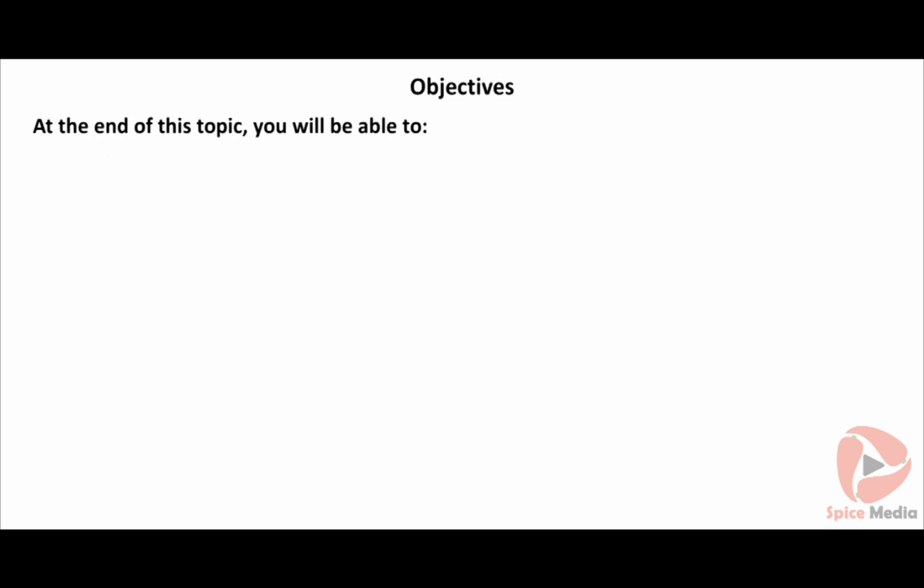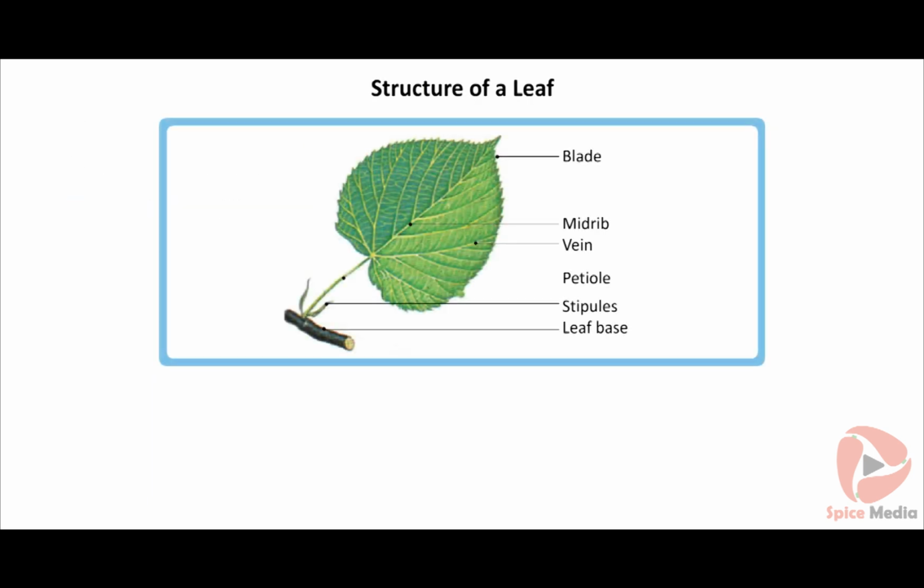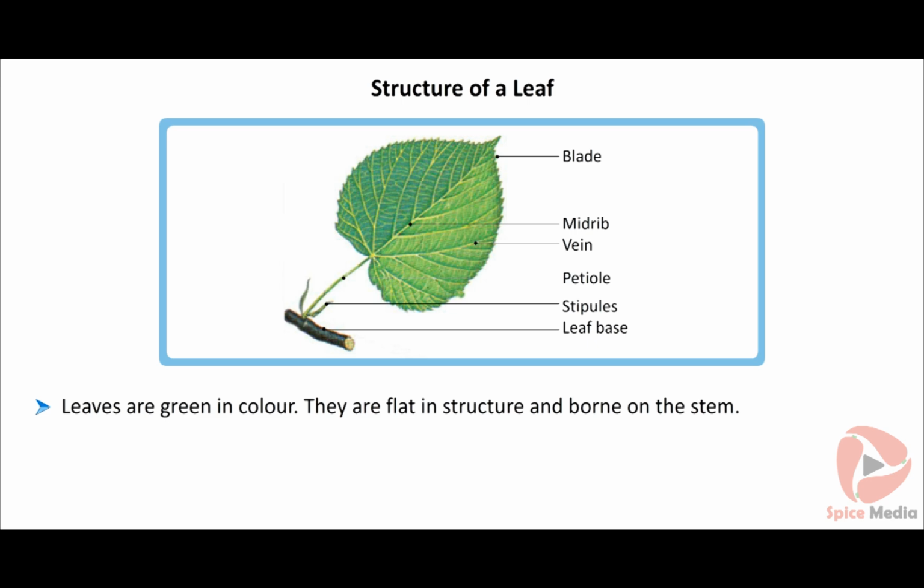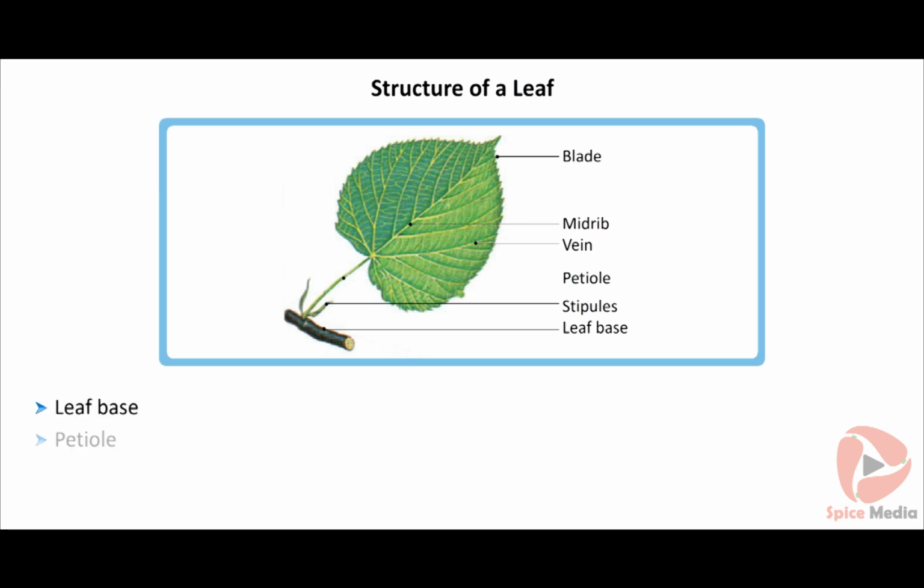At the end of the topic, you will be able to draw the parts of a leaf and list the functions of leaf. Leaves are green in color. They are flattened structures borne on the stem. A leaf has three main parts. They are leaf base, petiole and leaf blade, which is otherwise known as the lamina.